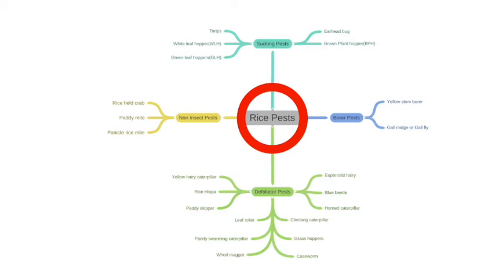But we will focus on the major insect pests of rice, which we really need to learn and understand about their damage and control.